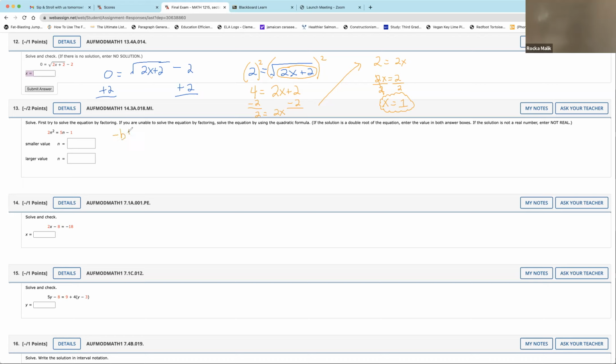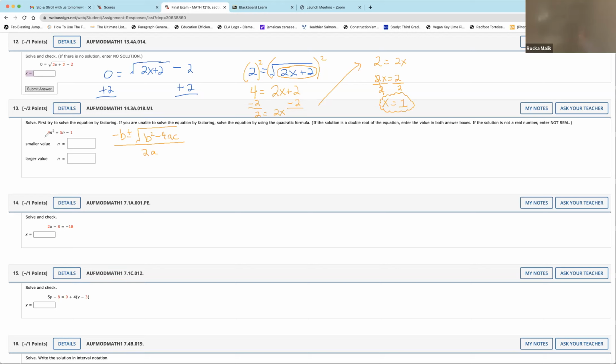Negative b plus or minus square root b squared minus 4ac, everything over 2a. The only thing is that you have to set your equation equal to 0. That means you have to have all the stuff on one side and the 0 on the other side. And then you have to identify what a, b, and c are.